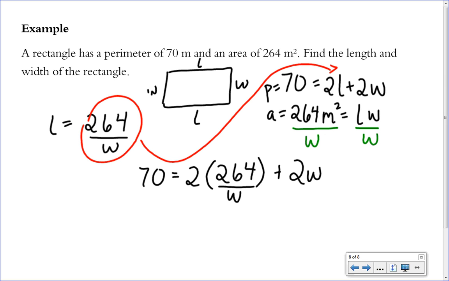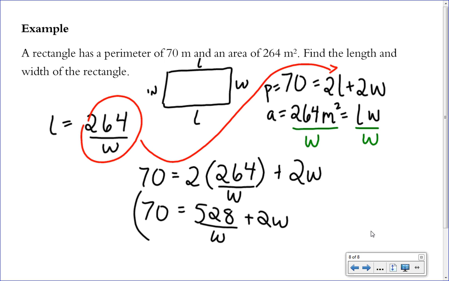And then this gives us 70 equals 528 divided by W plus 2W. Now we want to get this W out of the denominator, so we're going to multiply everything by W. We distribute that to each term.